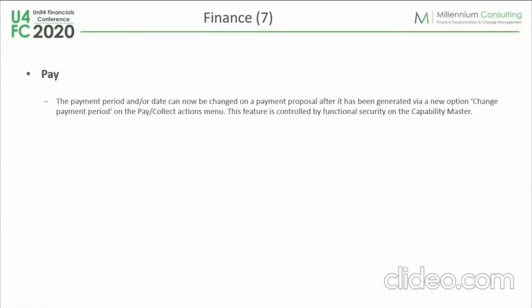The payment period and/or date can now be changed on a payment proposal after it has been generated by a new option, Change Payment Period, on the Pay Collect Actions menu. This feature is controlled by functional security on the Capability Master. There are times when a proposal can take some time to process, so this feature allows you to amend the payment period or date without aborting the proposal.